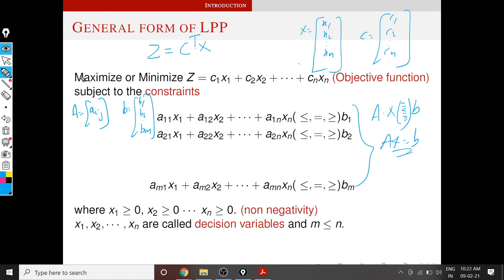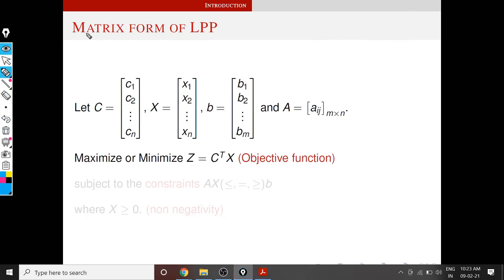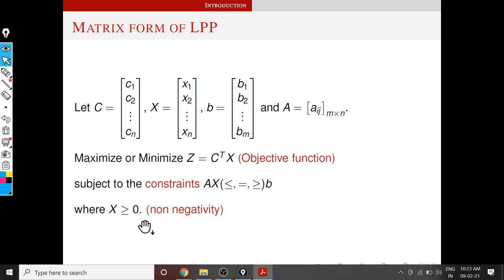So this is the matrix representation. If C is a column, X is a column, B is also a column, and A is taken as a matrix Aij like this, then the problem becomes: Z is equal to C transpose X subject to these constraints, and X is greater than or equal to 0.